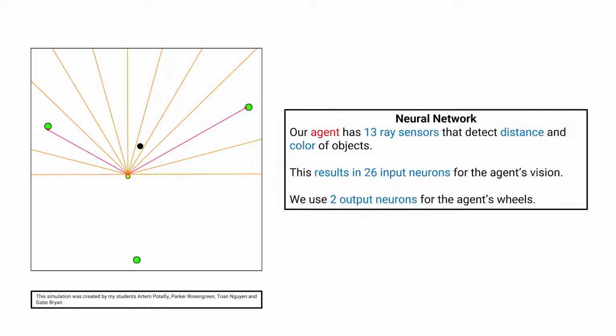That's by design. We've selected those particular colors for feedback from the environment that our neural net will hopefully be able to adapt around. Because of these 2 signals per ray, and we have 13 rays, that results in 26 input neurons, the standard inputs.